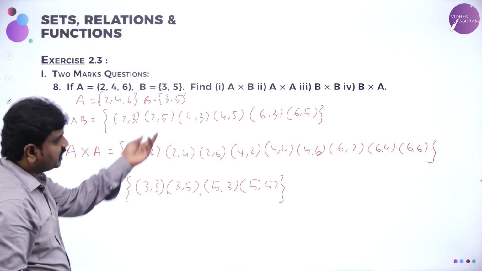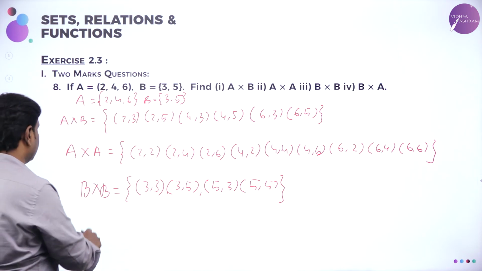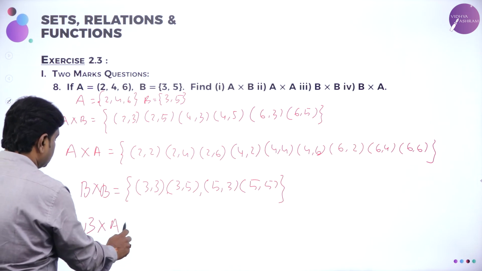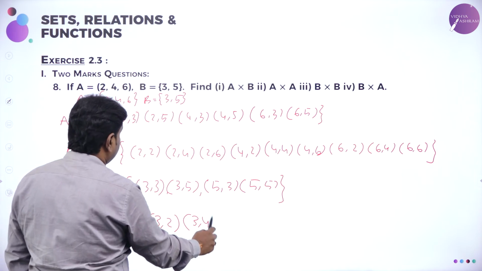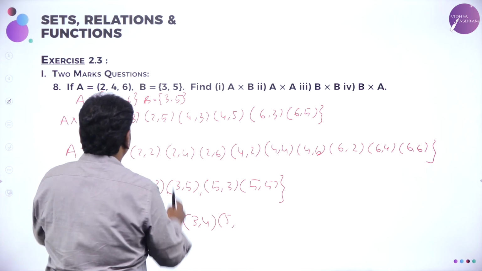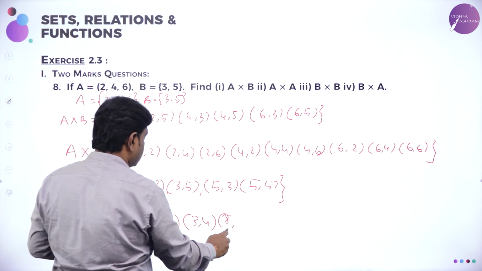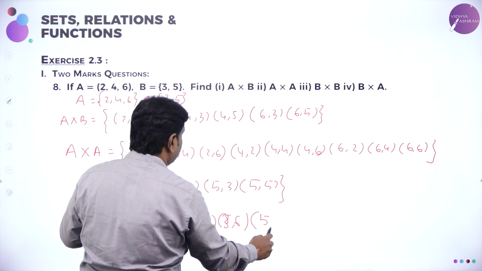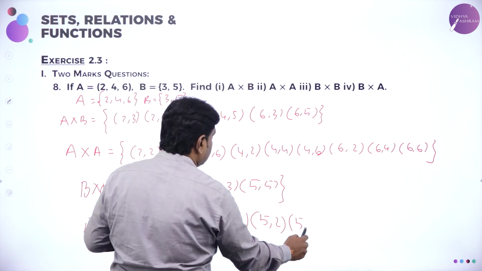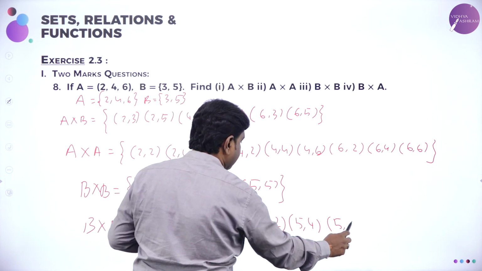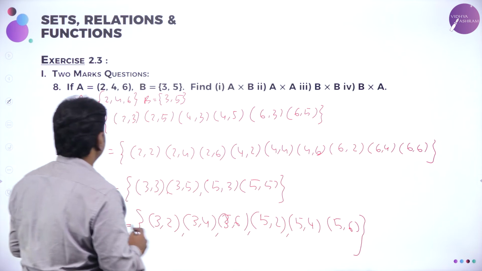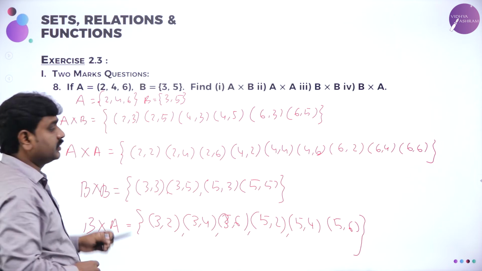Then B cross A. B first element, that is B cross A. You take B's first element: 3 2, then 3 4, 3 6, then 5 2, 5 4, 5 6. That's it. Then you have done all the values.